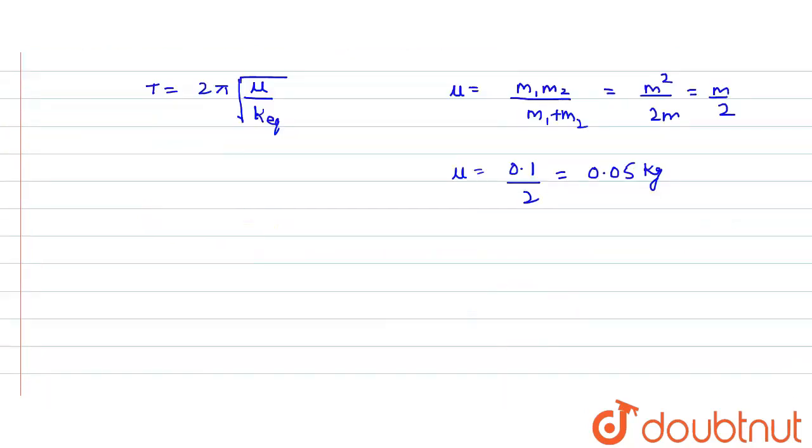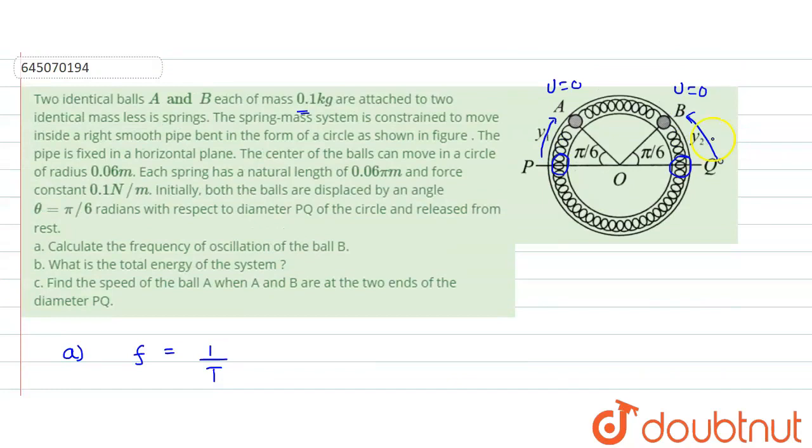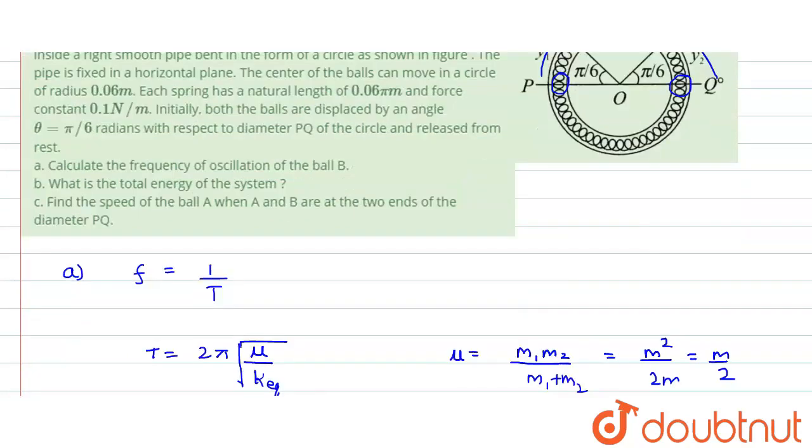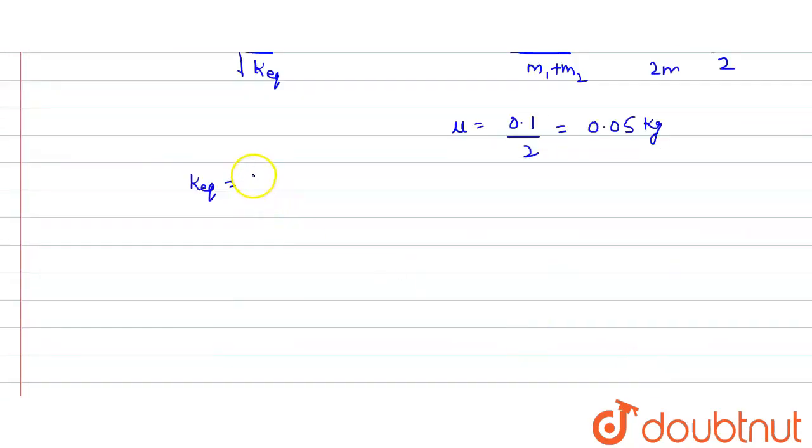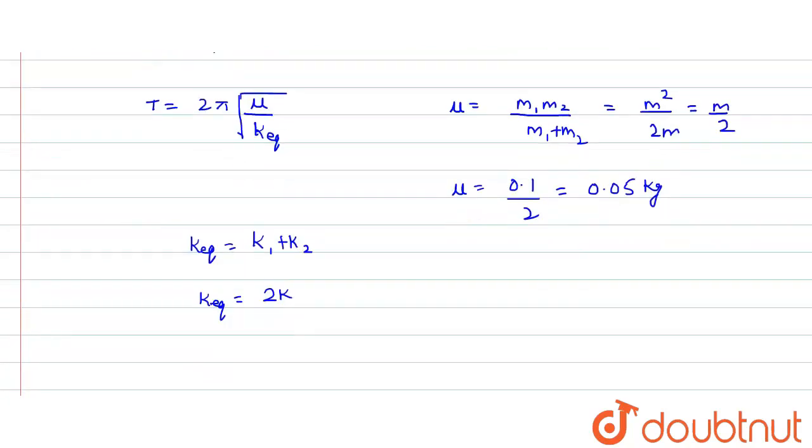Now what would be the K equivalent? The two springs here are connected in parallel. For the parallel case, the K equivalent is the sum of the two spring constants, K1 plus K2. Here the springs are the same, so our K equivalent would be 2 times K. K is given as 0.1, so this would be 2 into 0.1, that means 0.2 Newton per meter.